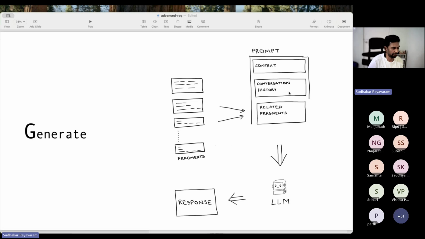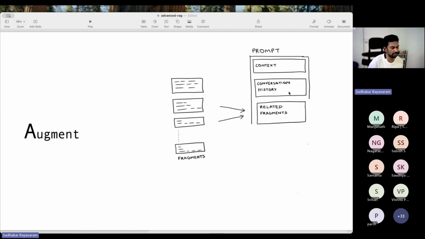So that is the augment part. The generate part is pretty much evident, right? You ask the LLM, and the LLM will give you the response based on whatever you have given: context, conversation history, related fragments. There are also multiple things that will come at a later point that I'll show. That is where the advanced part of RAG will come. But at a fundamental level, that is it.